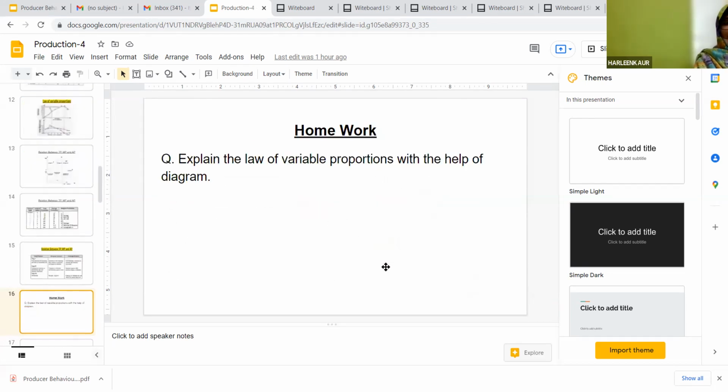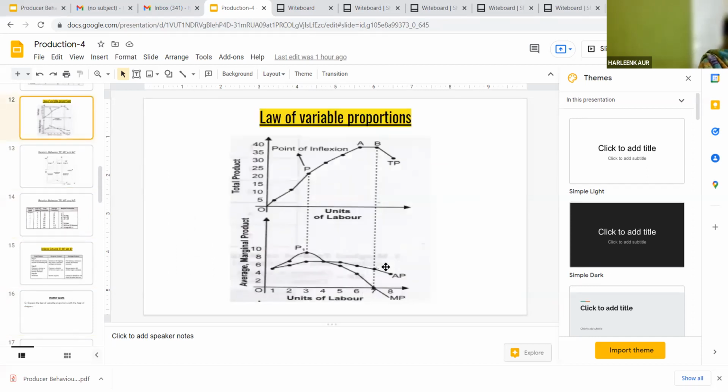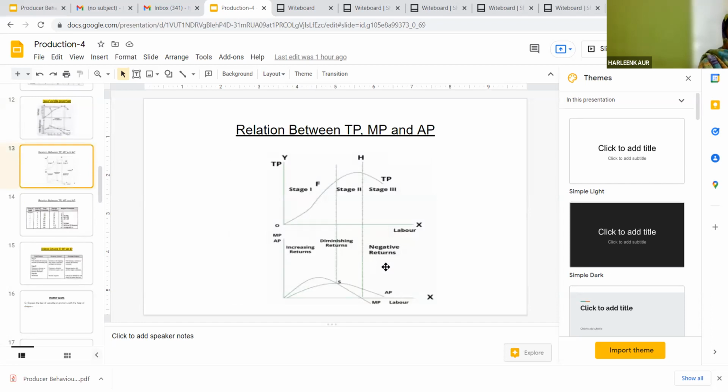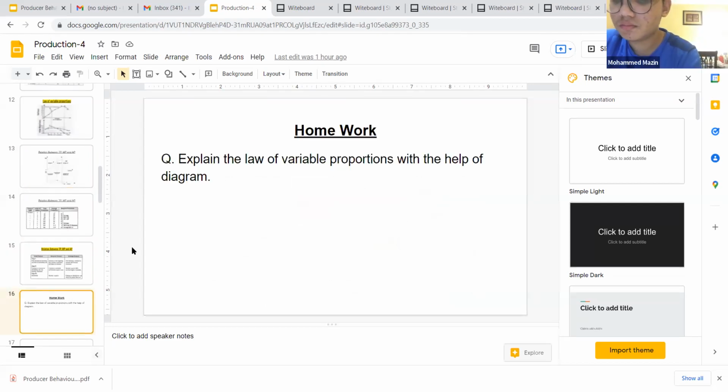Okay, so here, this is your homework. Here you have to explain the law of variable proportion with the help of a diagram. Here you have to draw the diagram which we have studied here, like this. Three of them, total product, average product, and the marginal product. And here you have to mention stage one, stage two, and stage three also. On x-axis, we will have units of variable factor, and on y-axis, we will have total product, marginal product, and average product. So this is your homework.